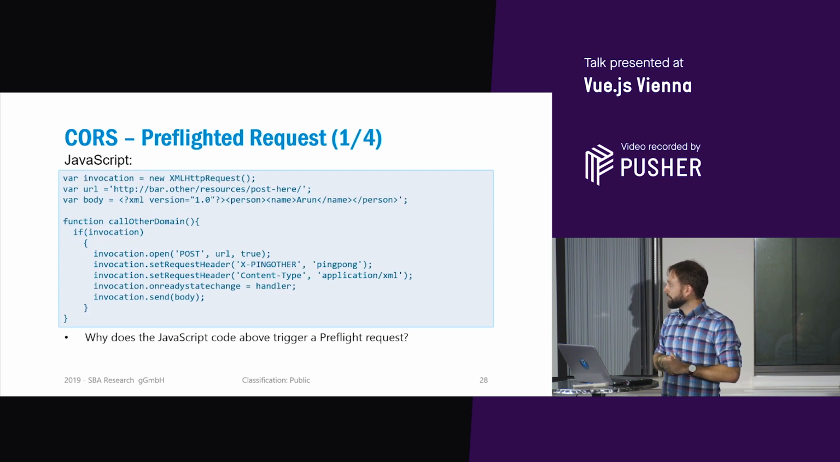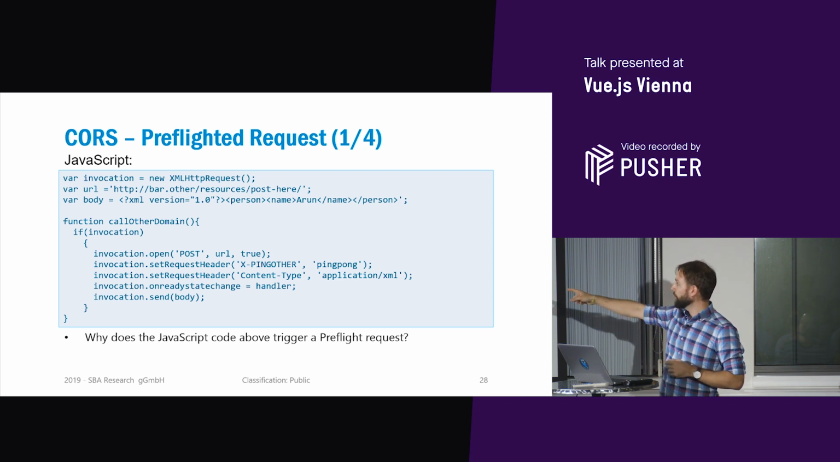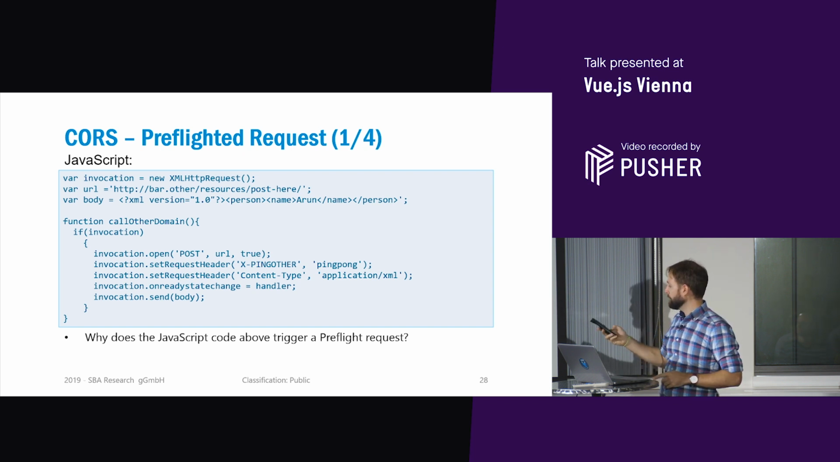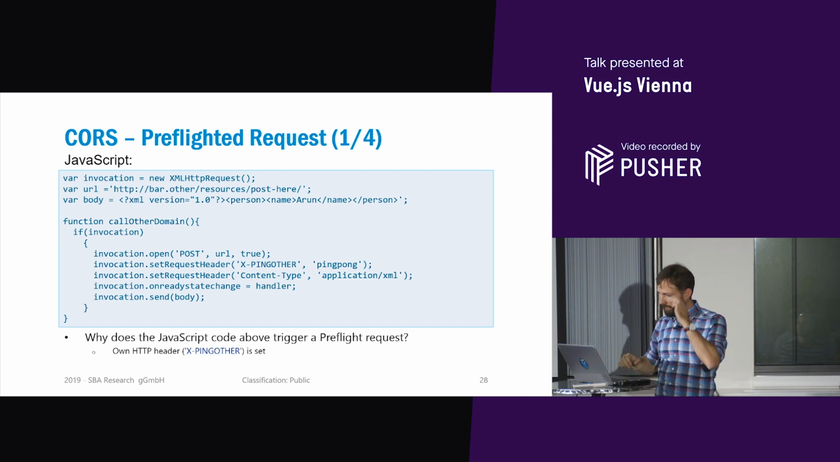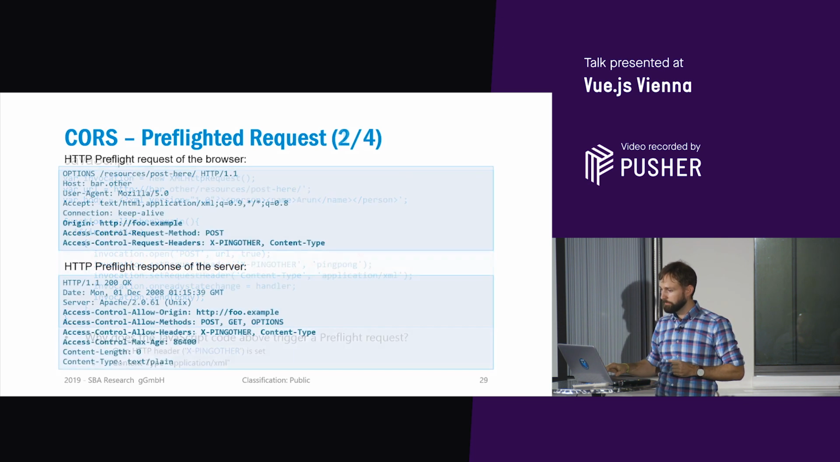Now we also have preflighted requests, and those are requests that, for example, have a non-standard content type, like XML, which is not a standard content type that can be done with a form, or you have a custom header set, or a combination of those things. Now, if this happens, let's have a look at what happens in the browser. These are the two non-standard things.